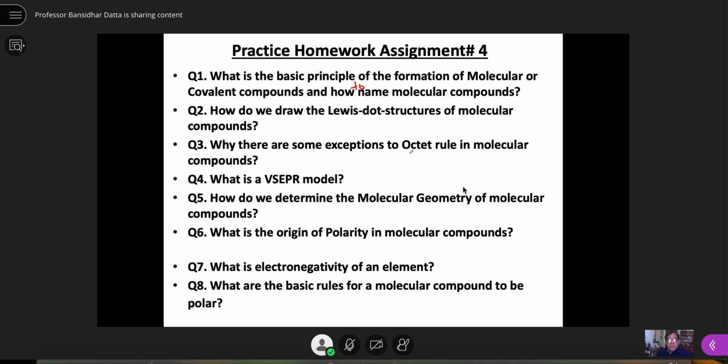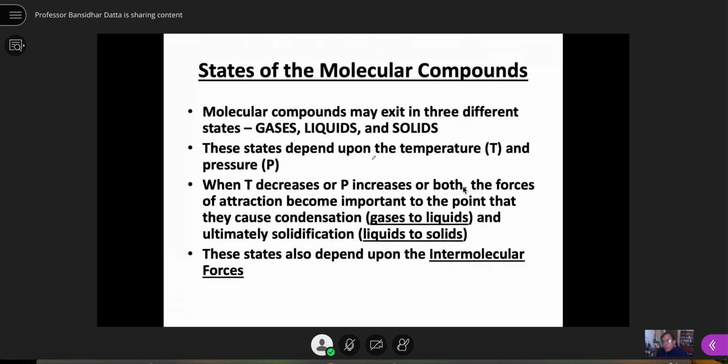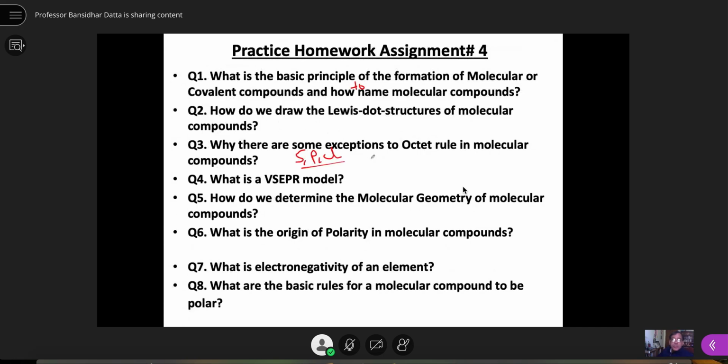Why are there some exceptions to the octet rule in molecular compounds? Remember, sulfur, phosphorus, etc. All period 3 elements do show exception to the octet rule. In other words, they can be surrounded by more than 8 electrons, 12, sometimes 14 electrons, right? And you know why it is so. 3s2 3p6, it can have 3d empty orbitals, and that's why it is an exception to the octet rule. Must read. Questions will be asked from there.